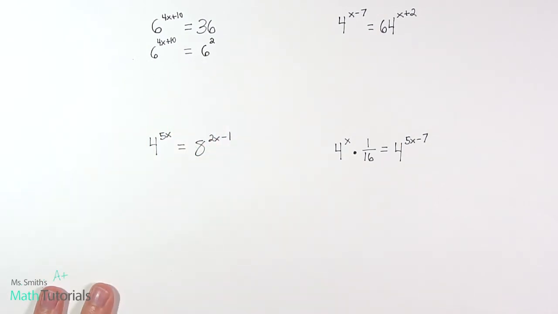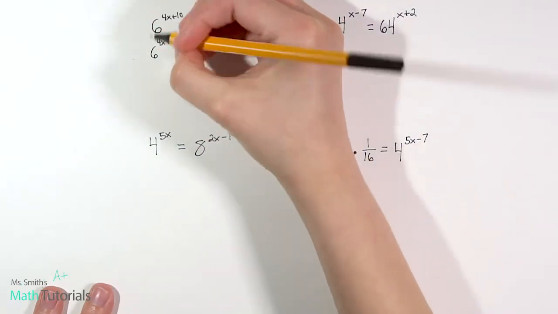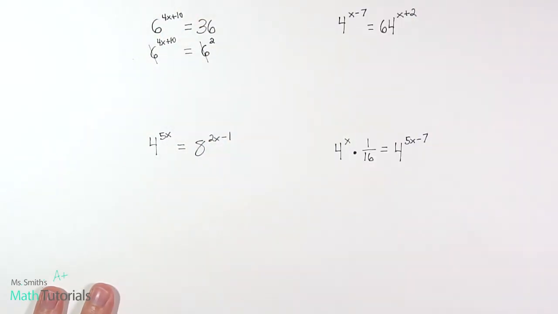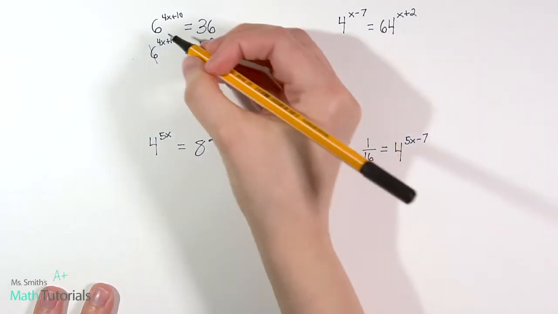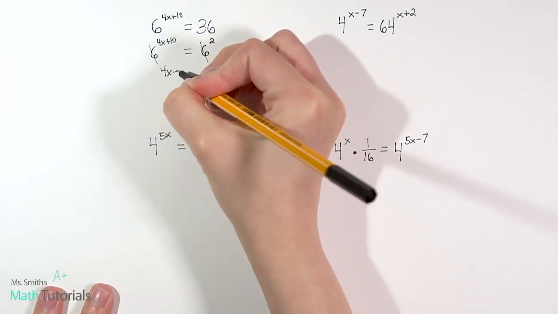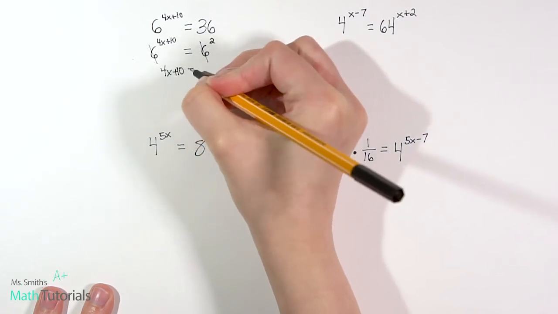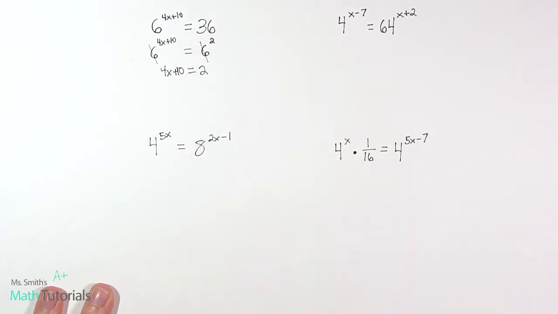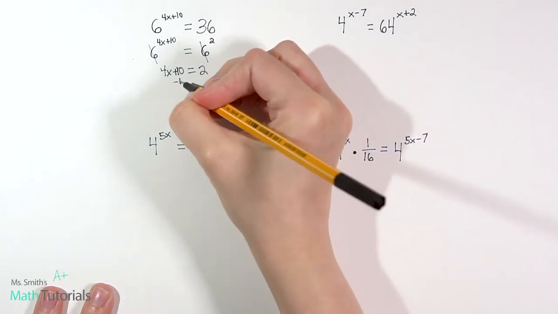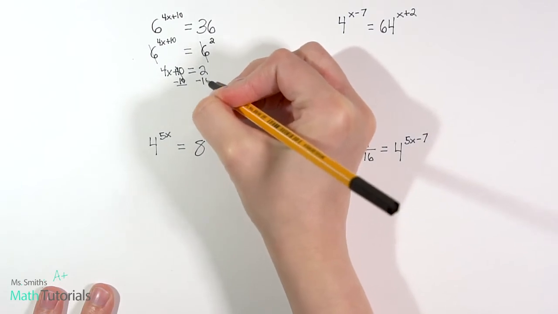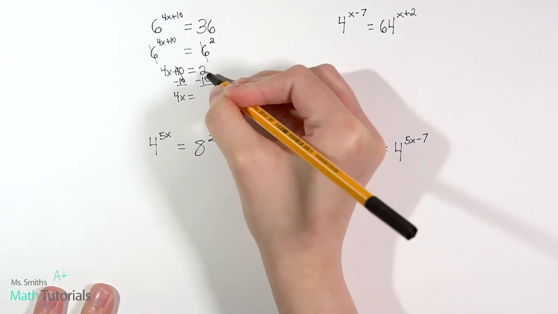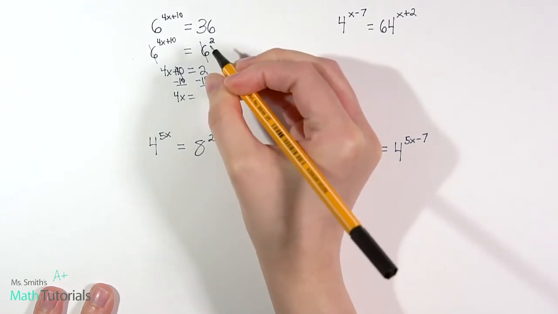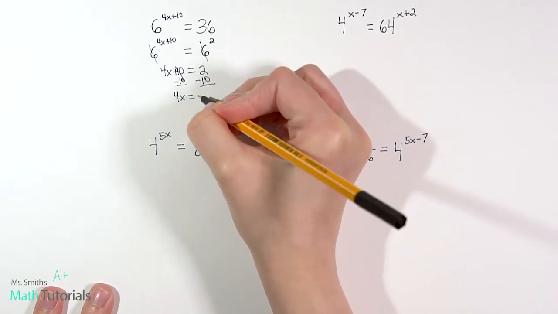Now that I have like bases, I can go on to step 2, which is drop my bases, remove them, right? And then set the exponents equal to each other. So this is 4x plus 10 equals 2. And then I solve for x from here like normal. So I would want to subtract 10, and I get 4x equals 2 minus 10. That's going to give me a negative 8.